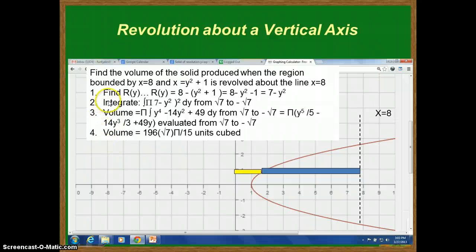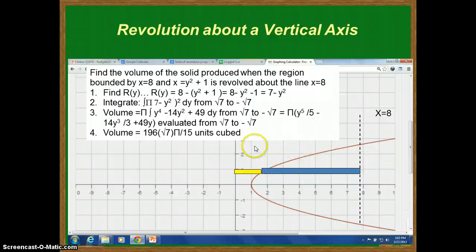The first thing we need to do is find out what r of y is. Notice that now our variable is y, because everything is with respect to the y-axis. Well, r of y is 8 minus (y squared plus 1). Let me show you how we got that.